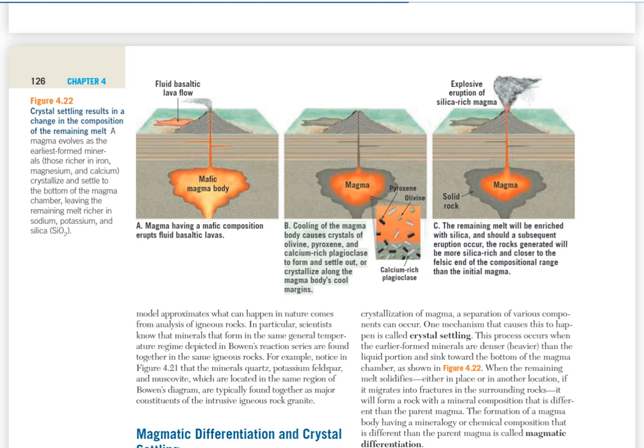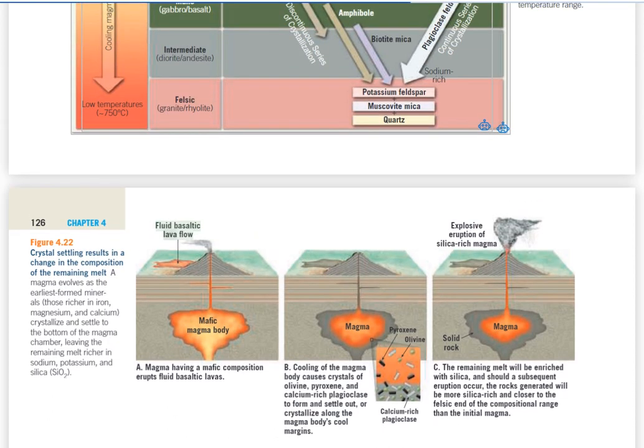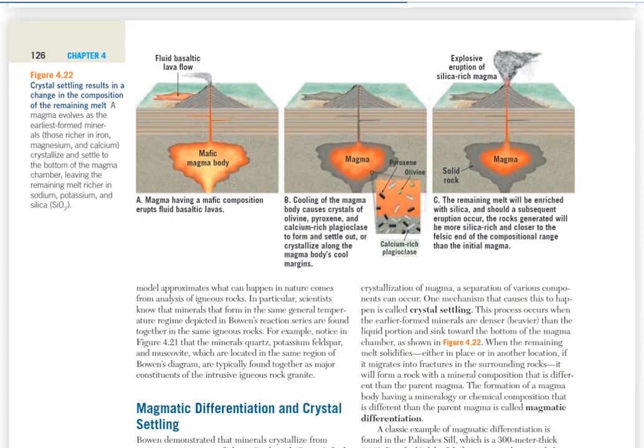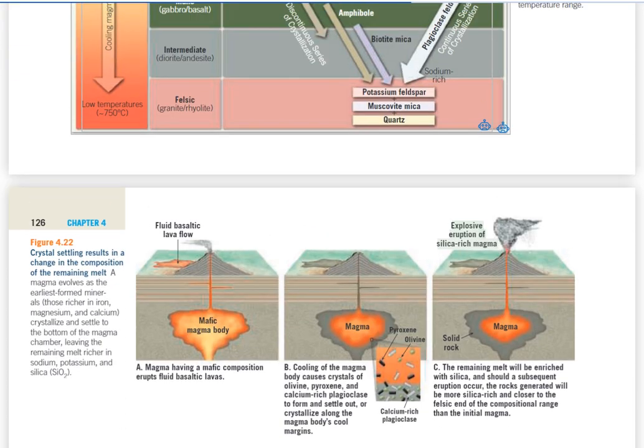Cooling of the magma body causes crystals of olivine, pyroxene, and calcium-rich plagioclase to form and settle out, or crystallize along the magma body's cool margins. Mafic magma body. Fluid basaltic lava. Olivine, pyroxene, calcium-rich plagioclase. Explosive eruption of silica-rich magma.